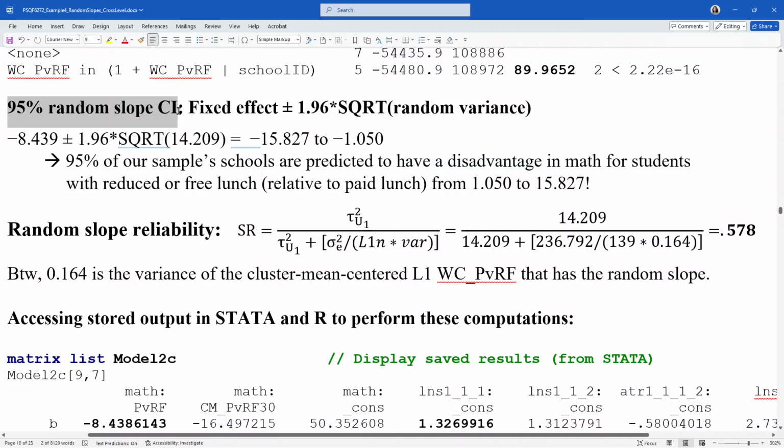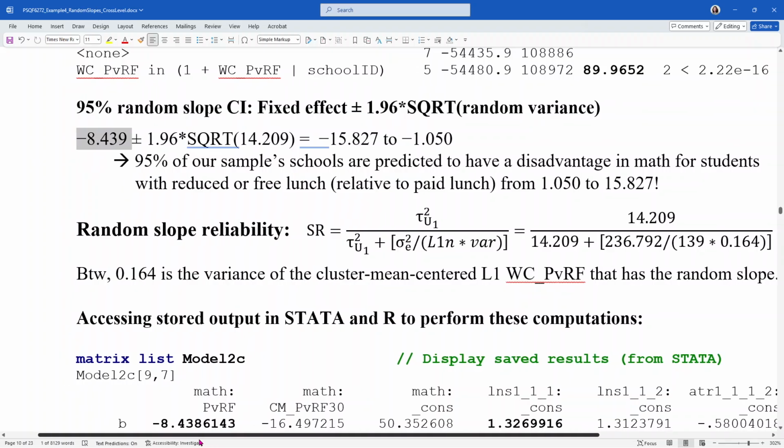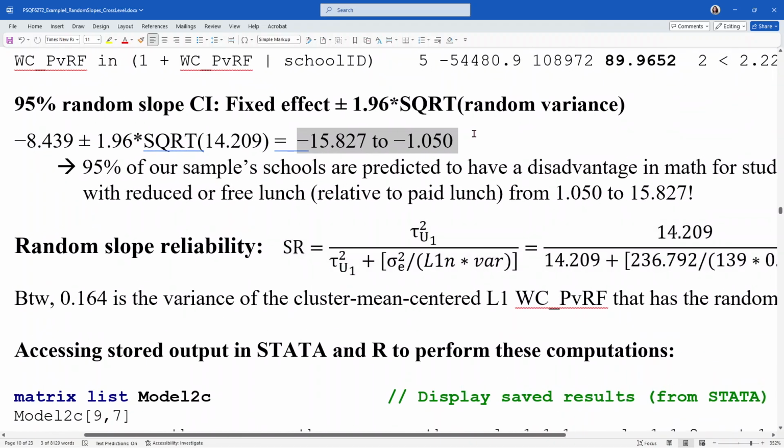So random slope confidence interval. Same idea as random intercept, different ingredients. The middle is still the fixed whatever. Before it was the fixed intercept, now it's the fixed level 1 predictor slope. The variance that goes in here is not the random intercept variance, it's the random slope variance. But otherwise the process is the same. So minus 15 to 1, minus 1.